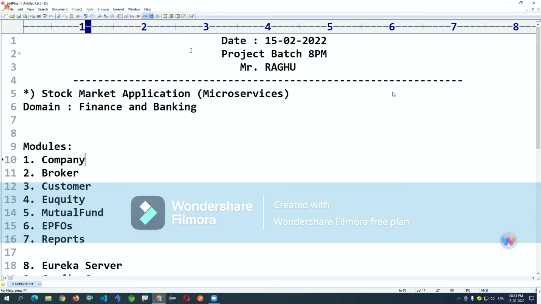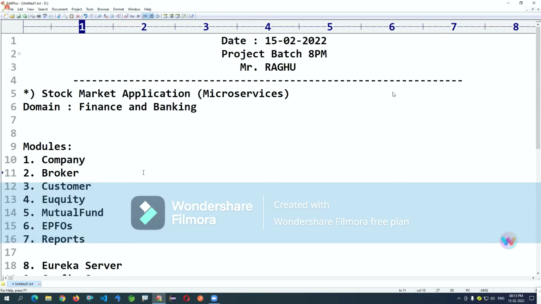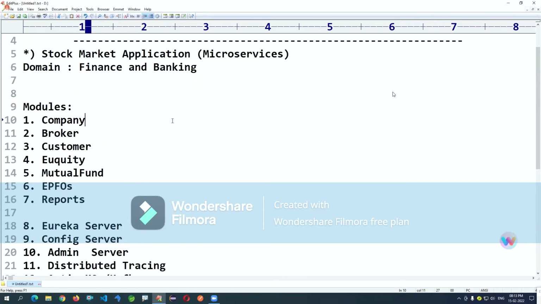Now, these are the modules here. These are the different modules we are going to implement which are related to functionality. These are the modules which are related to architecture. So in the module, first we have to register a company, for example an XYZ company. Take something like Naresh IT, if they want to get involved in stocks.